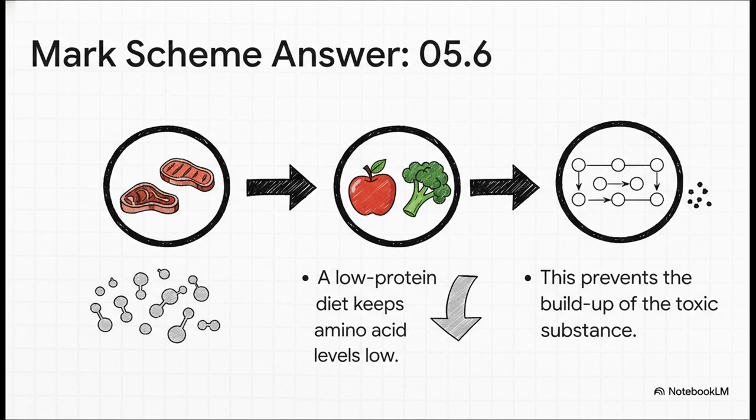For the first mark, you make this simple connection. Proteins are made of amino acids. For the second mark, you explain the result. A low-protein diet means you have fewer of those amino acids floating around. And for the final mark, you bring it all home. Less raw material means less of the toxic substance that's produced, preventing that dangerous buildup. It's a perfect chain of logic.